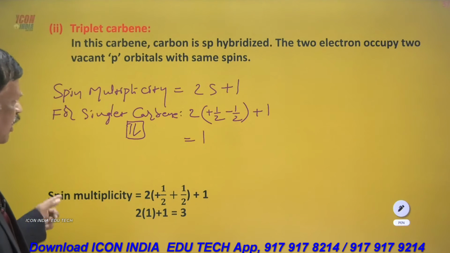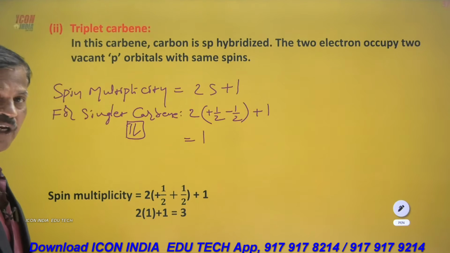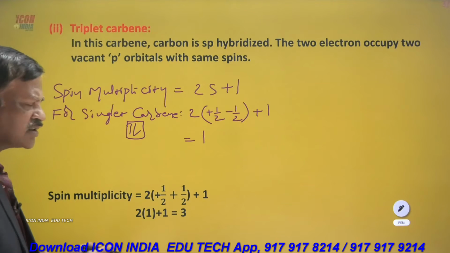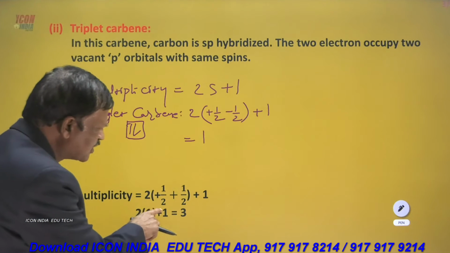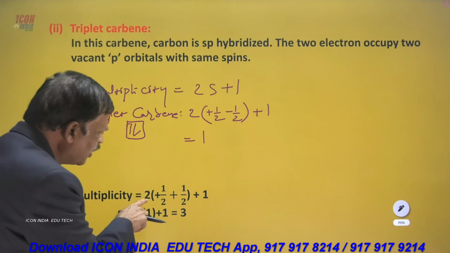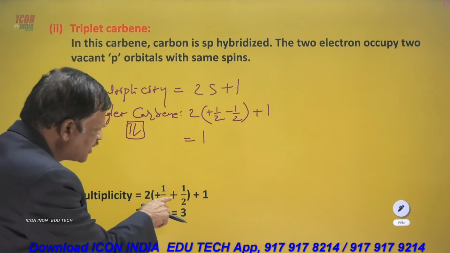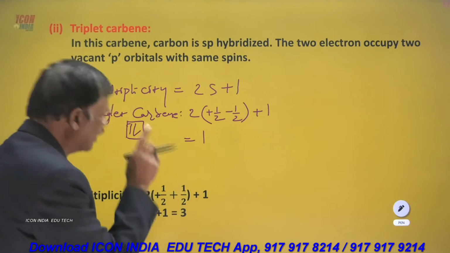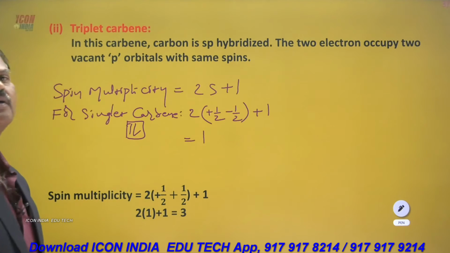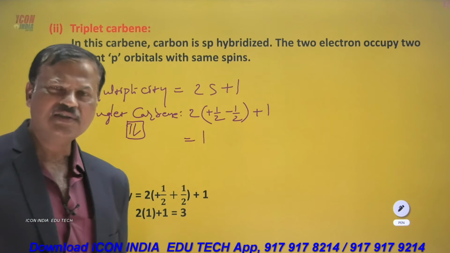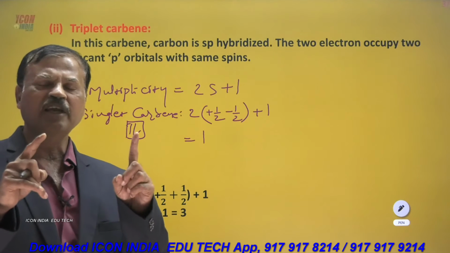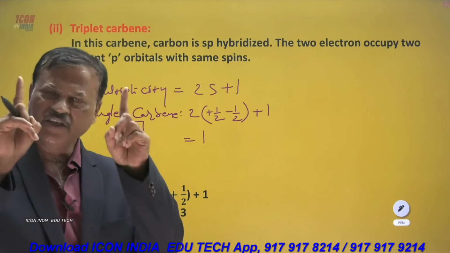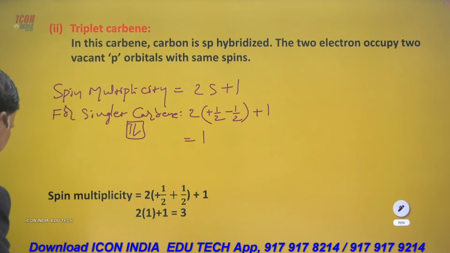Now come to the spin multiplicity for triplet carbene, where 2 electrons are present in 2 orbitals. When they are present in 2 orbitals, each electron is given a value of plus half and plus half. That's why 2 into plus half and plus half, this is 1 into 2. So 2 plus 1, 3. That's the reason it is called triplet carbene. Thus, in singlet carbene, both the electrons are present in the same orbital. In triplet carbene, they are present in 2 different orbitals.